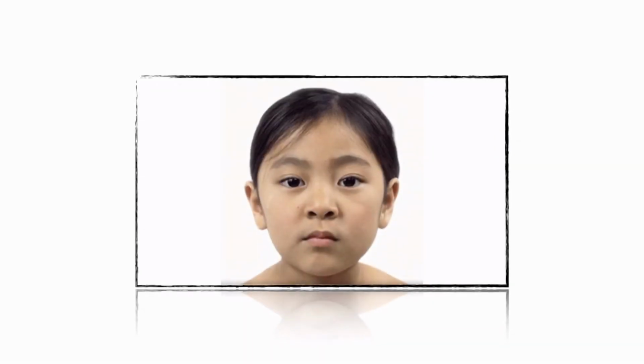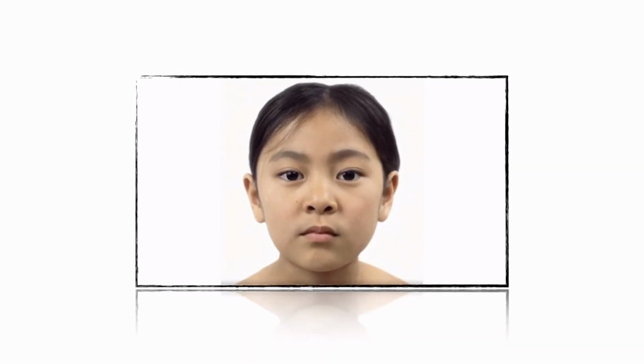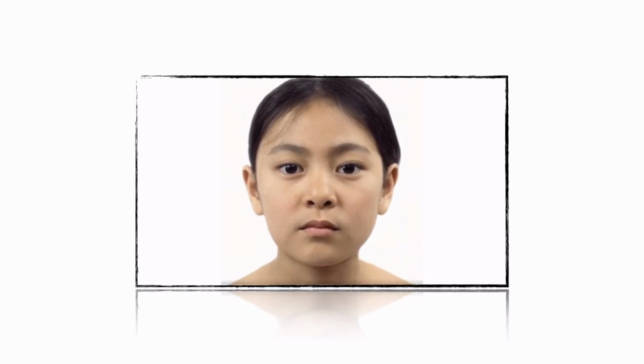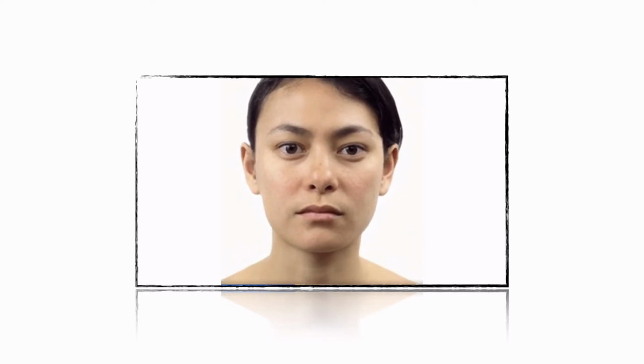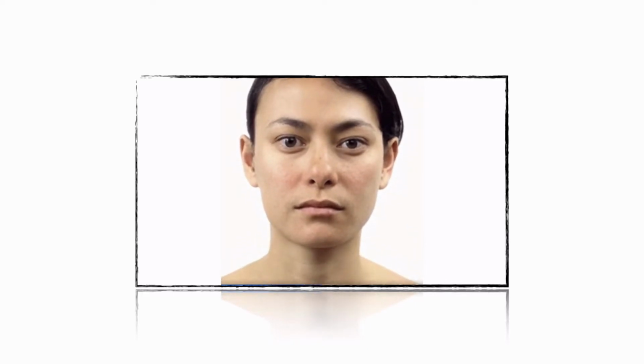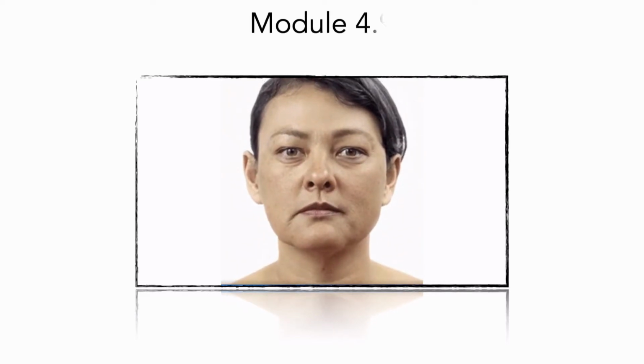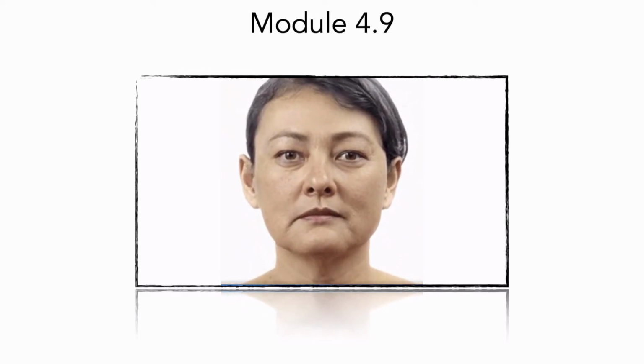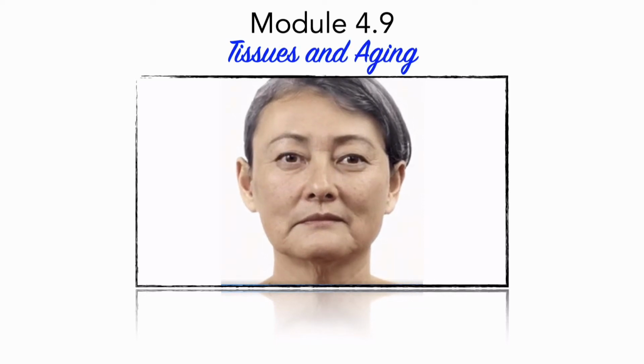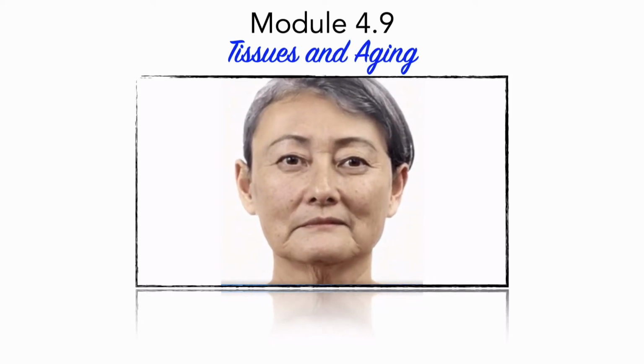As we conclude our study on the four tissues of the human body, we take time to address two questions. 1. How do the four tissues of the human body respond to injury? And 2. How does aging impact these tissues? In Module 4.8, we addressed the first question, namely, the response of tissues to injury. Here, in Module 4.9, we address the second question, namely how aging affects the tissues of the body. Let's begin now.